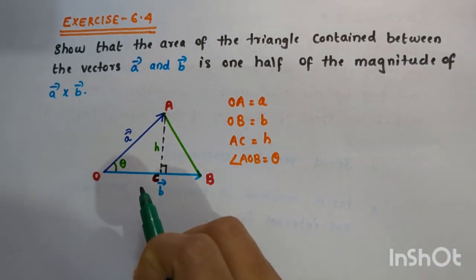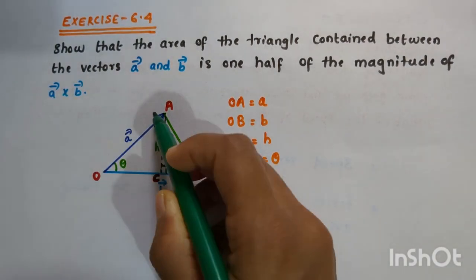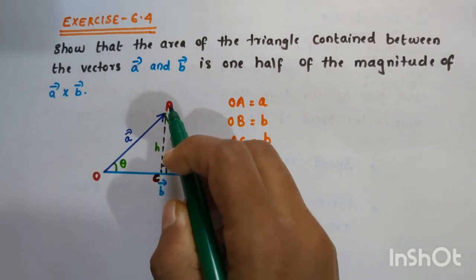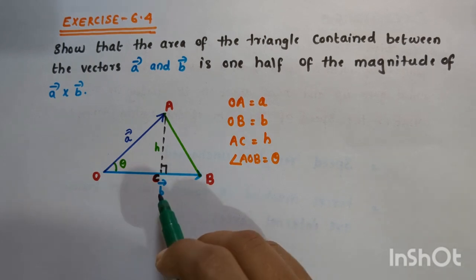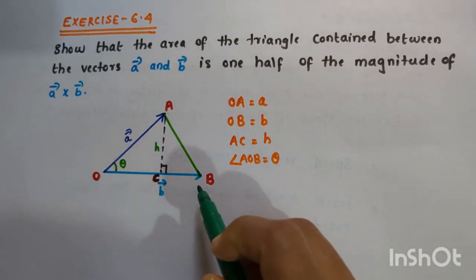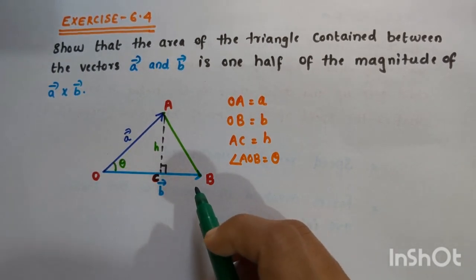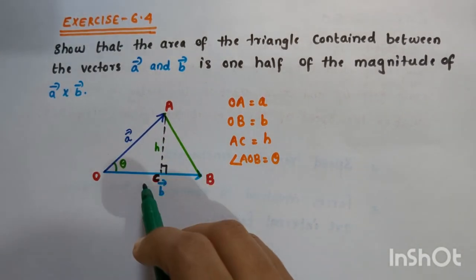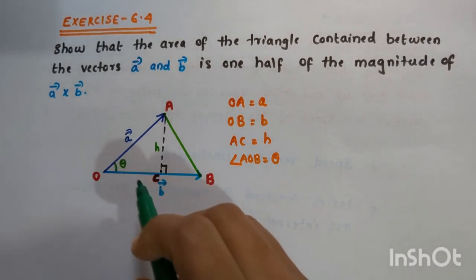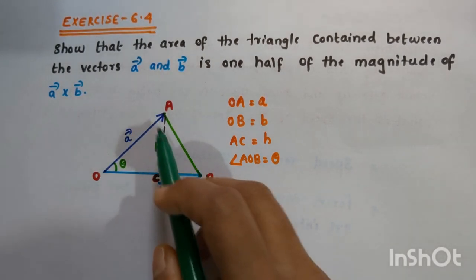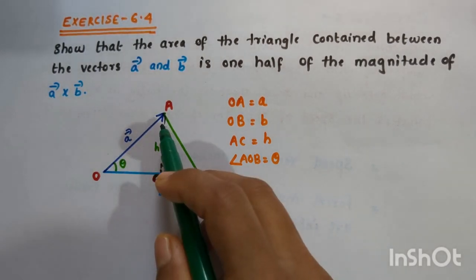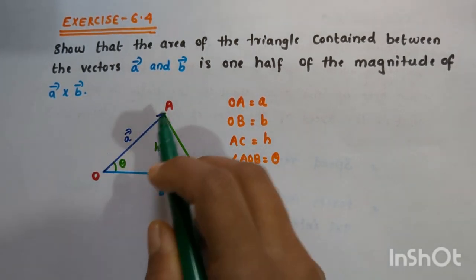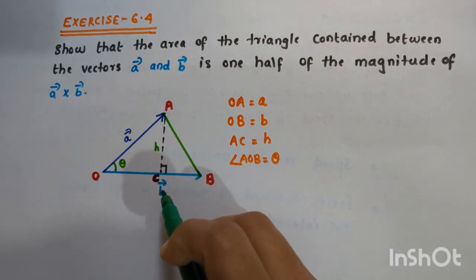So let us consider two vectors. Vector A, that is, the tail of vector A is O, head of vector A is A. Then we are considering another vector, vector B, whose tail is at O and head is at B. Let the vectors A and B represent the two adjacent sides of a triangle. That is, we form a triangle by joining these two ends, so that we are getting a triangle OAB here.